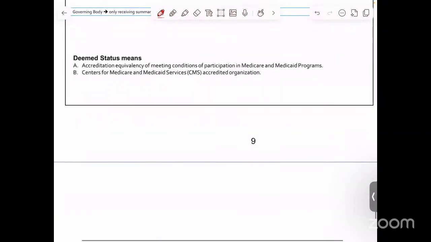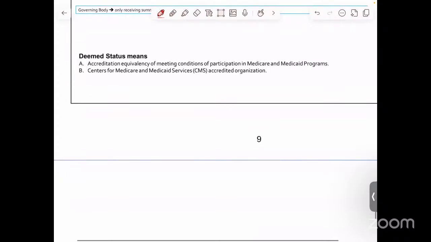Okay, so last, deemed status means: A, accreditation equivalency of meeting conditions of participation in Medicare and Medicaid programs, the Centers for Medicare and Medicaid Services, or the CMS, accredited organization. What's the answer? Deemed status means? Yes. Yalla Radha, what's your answer? It's letter... Hello, Radha?